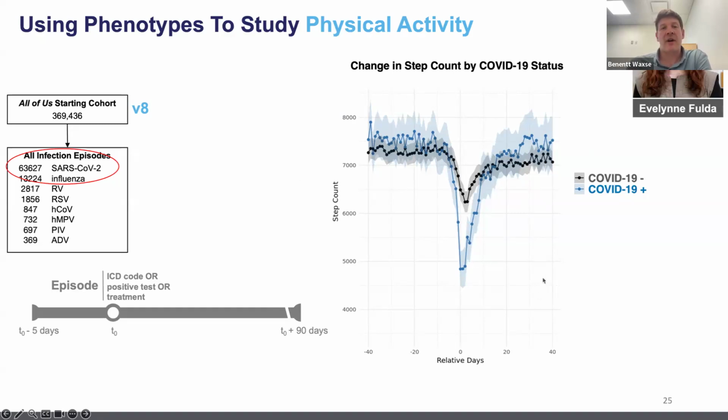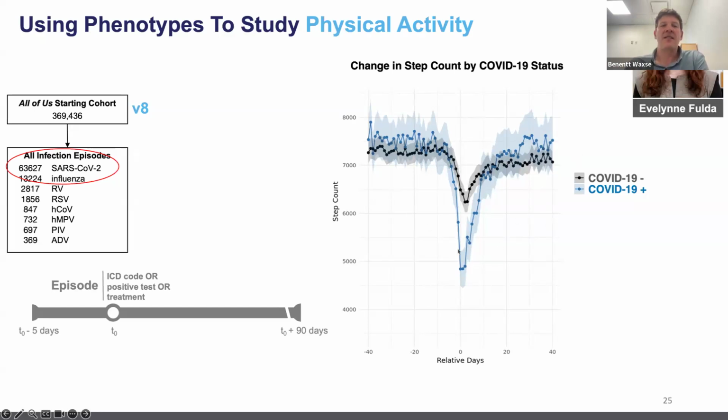So here we just have of all the people who had a COVID infection and or were tested for COVID, this is their wearable data. So steps on the y-axis, time on the x-axis. 0 is when they had their infection. You can see there's a big drop in number of steps. They recover their steps. And for people who are COVID negative, of course, they're still sick because they're getting a test. And so it makes sense that their steps also drop.